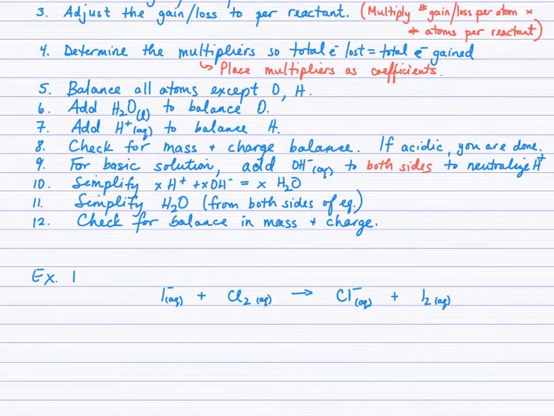Okay, step number 1 is to assign oxidation numbers. So we're assigning oxidation numbers to every atom in every entity, reactants and products. Hopefully you have already mastered and practiced how to do that. That was covered in lesson 1 of the unit. And so go ahead and assign oxidation numbers to the reactants and products here.